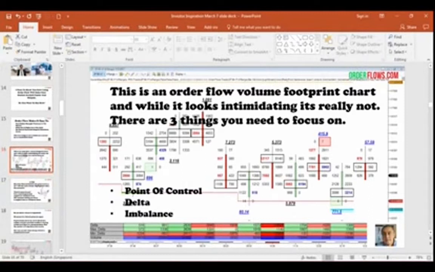There's three main things which I'll discuss today for order flow. The building blocks, so to speak, of order flow: the point of control, delta, and imbalance. Now, there's many other aspects of order flow, but there's only a certain amount of time, and I need to sort of keep it together. But breaking it down: point of control, delta, and imbalance. Those three concepts, once you understand them, really help you understand and see what's happening in the market.